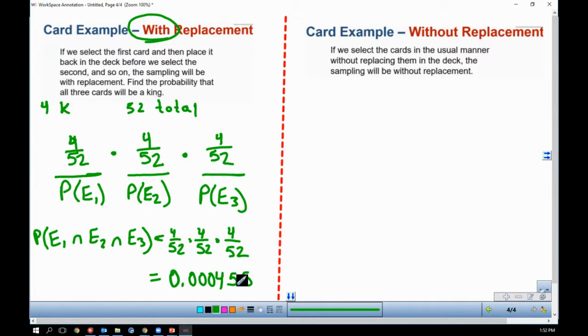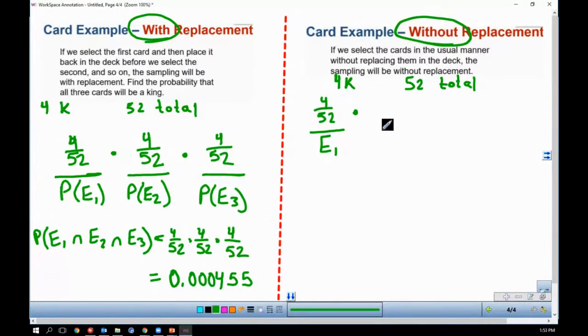Let's look at it without replacement. So again, we still have 4 kings, we still have 52 total, but this time we're not replacing cards. So for the first event, what would be my probability of drawing the first king? 4 over 52.